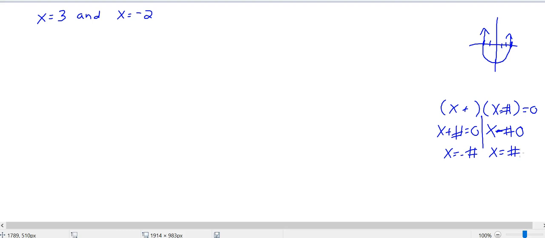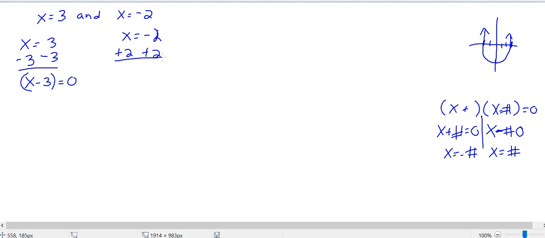To do that, we need to get the x and the number on the same side. So x is equal to 3. We're going to subtract the 3 from the right-hand side to bring it back to the same side as the x. So now we have x minus 3 is equal to 0. Let's do the other one. X is equal to -2. We're going to add 2 to both sides. X plus 2 is equal to 0. Now we're back to our two factors. X minus 3 times x plus 2 is equal to 0.